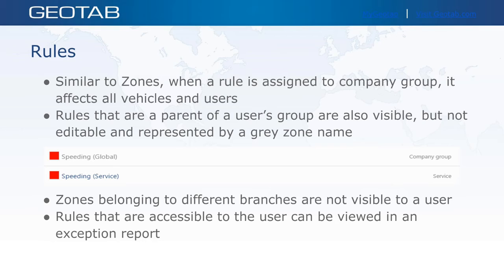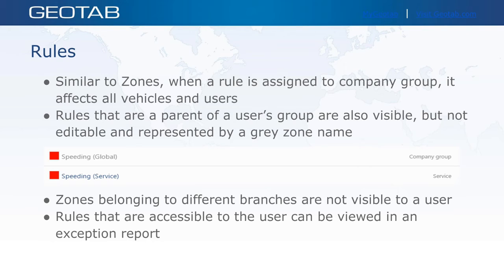So when I'm looking at this, I'm a user in that service group. I can see that there's a global rule, but I can't make any edits to it. Now, one point at the bottom here is that rules that are accessible to the user can be viewed in an exception report. So that service rule can absolutely be shown in the exception report.